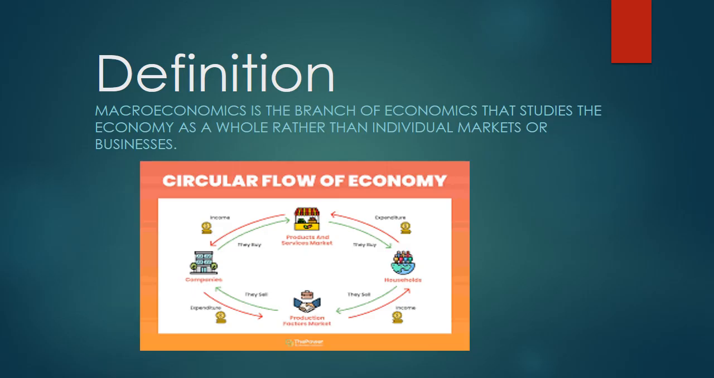It works like this. Households provide factors of production, which are labor, land, capital, and entrepreneurship. And in return, the firms will pay wages, rent, interest, and profits to the households. The firms produce goods and services, and the households spend money to buy them, and this is called consumption expenditure. That's all about the circular flow of income.